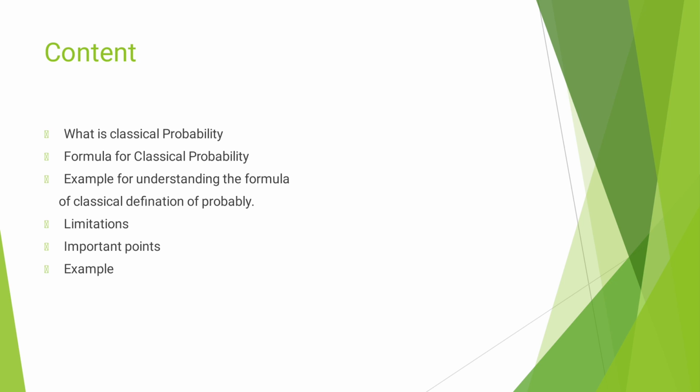So the content: what is classical probability? Formula for classical probability. Example for understanding the formula of the classical definition of probability. Limitations, important points, and example.